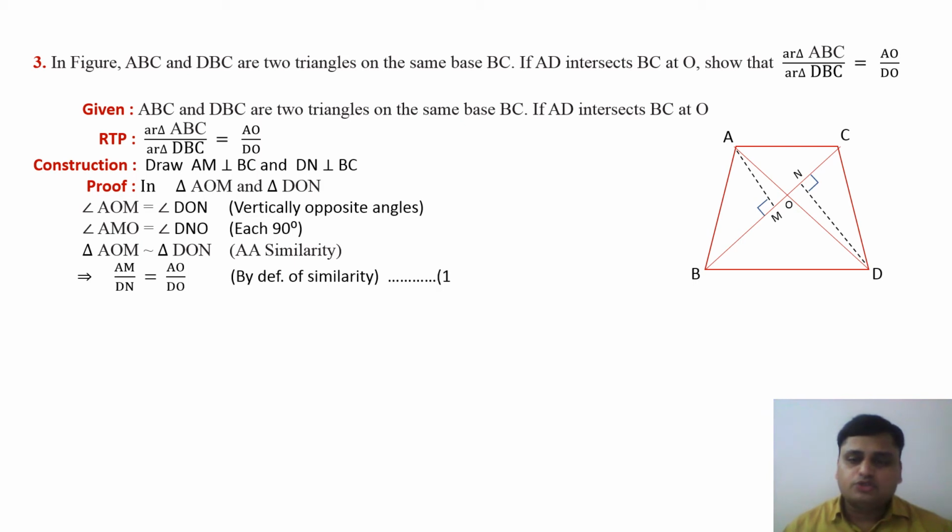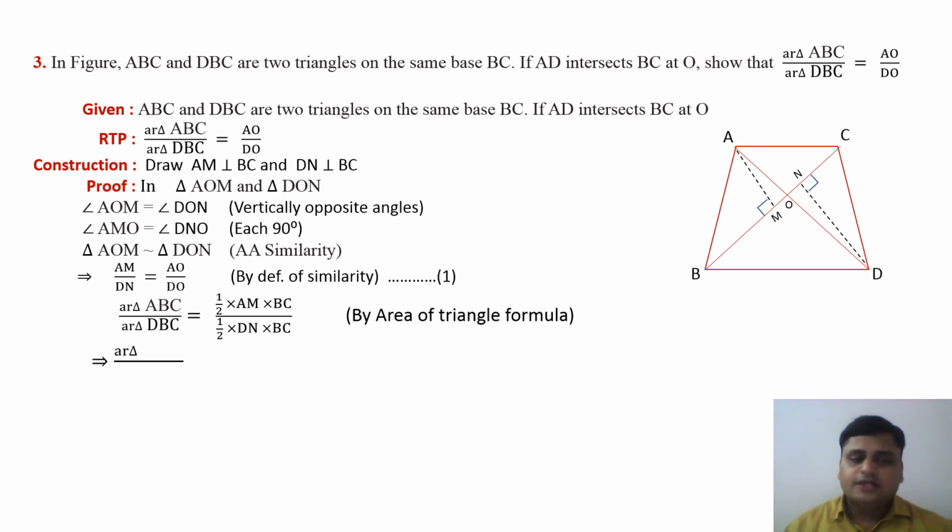Now let's take those two triangles. One is triangle ABC, another one is triangle DBC as per the requirement. So area of triangle ABC upon area of triangle DBC: area is half into base into height. Half, base is BC, height is AM. In the same way half, height is DN, base is BC. Okay, we use the area of triangle formula.